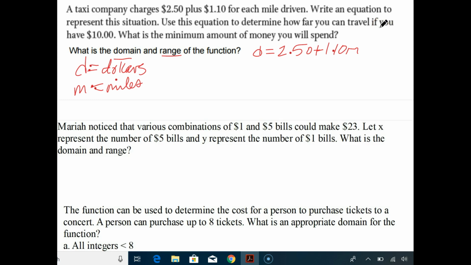All right. So when I look at this, I want to find my input and my output. This is my input, IP. This is my output, OP. All right. So they tell me I only have $10. Well, they just told me what? That I have a range that extends up to $10. So 10 is equal to 2.5 plus 1.1 M.